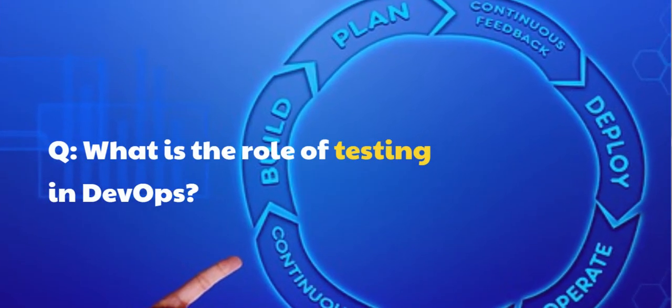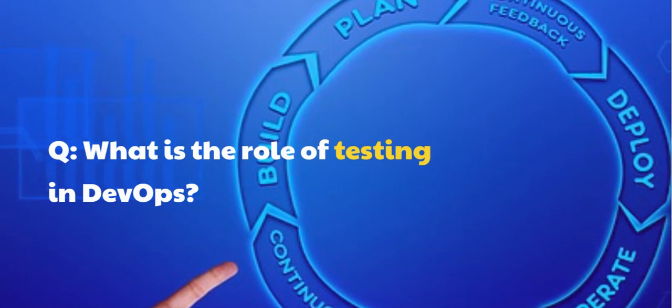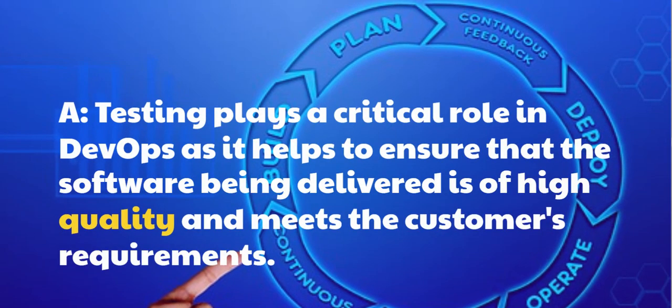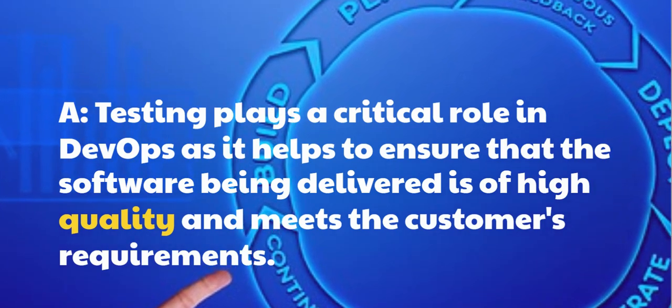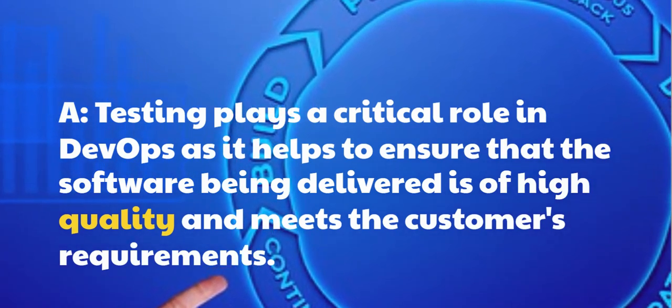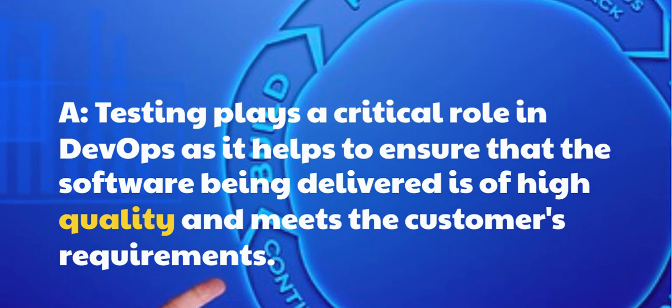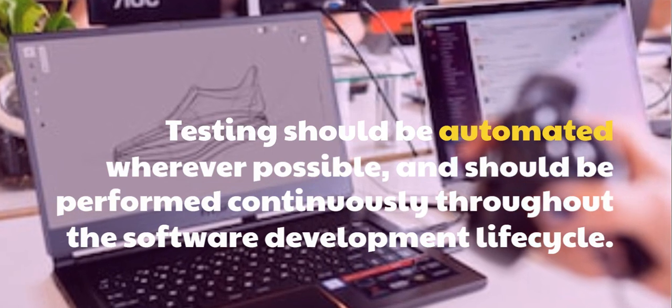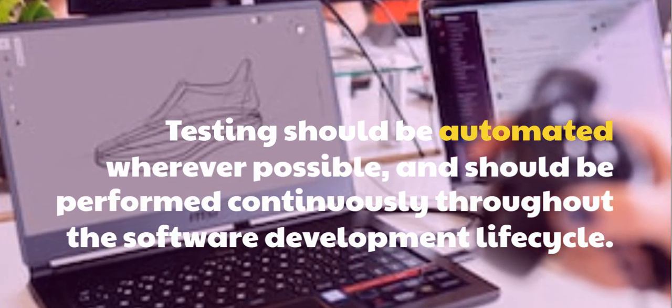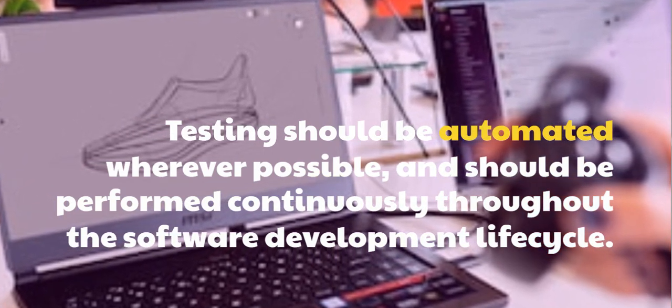Q. What is the role of testing in DevOps? A. Testing plays a critical role in DevOps as it helps to ensure that the software being delivered is of high quality and meets the customer's requirements. Testing should be automated wherever possible and should be performed continuously throughout the software development lifecycle.